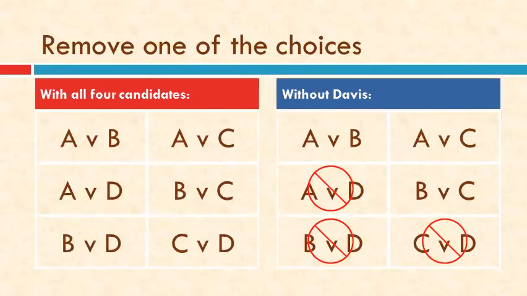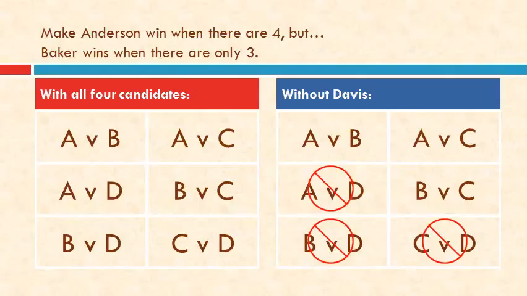If we remove one of the candidates, say Davis, the number of pairings drops to 3. For our example, let's have Anderson win when all 4 candidates are in the race, but have Baker as the winner when Davis leaves the race. If we can do this, we would show that pairwise comparison violates the independence of irrelevant alternatives. To accomplish our task, we need Anderson to lose points when Davis drops out. This would happen if Anderson beats Davis in their head-to-head pairing.